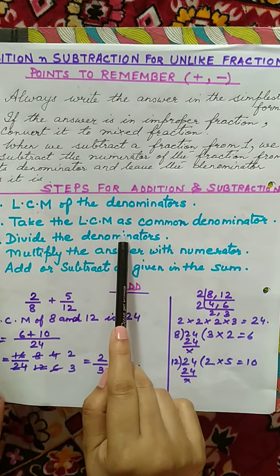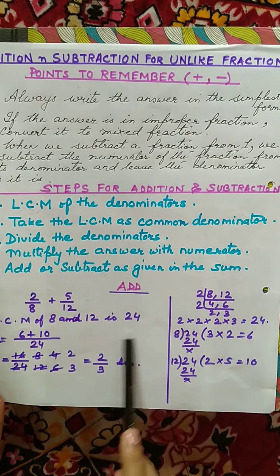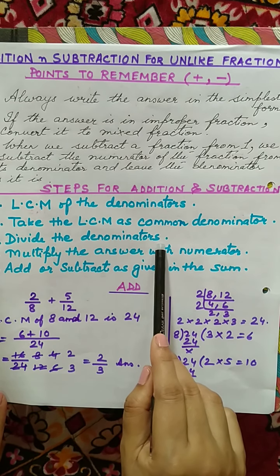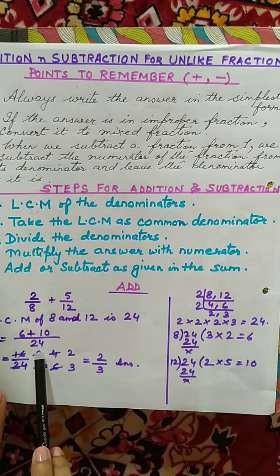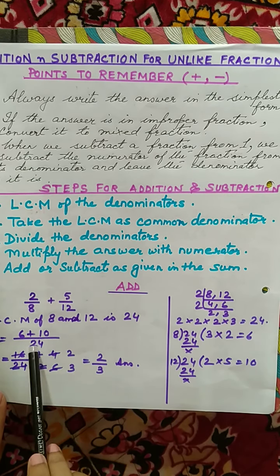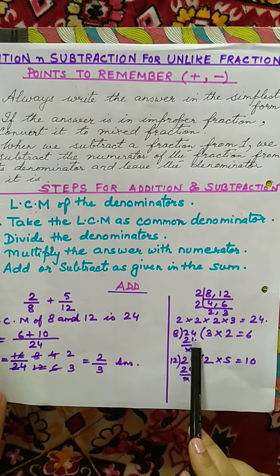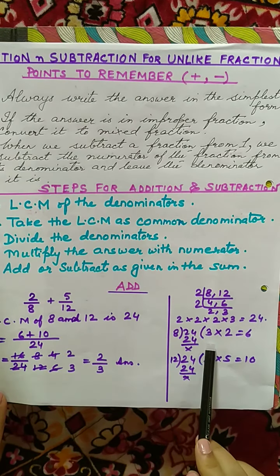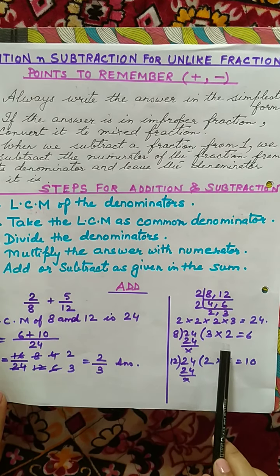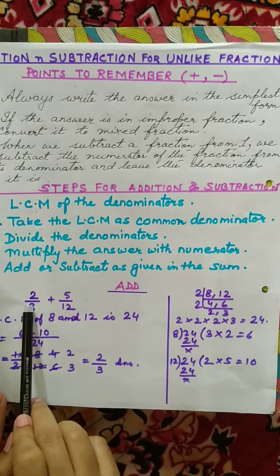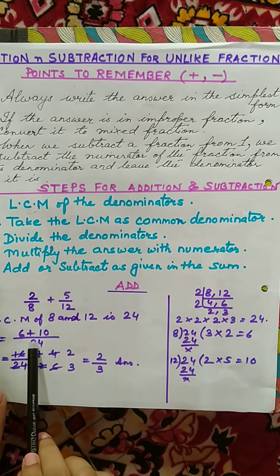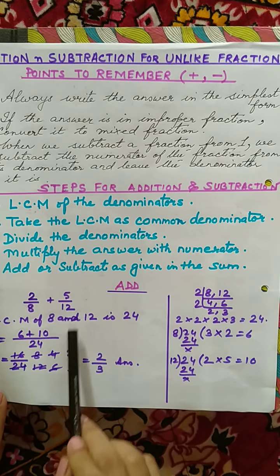Now we have to take the LCM as the common denominator. So LCM 24 we are taking as the common denominator. Then we divide the denominators. Dividing denominators means we are going to divide 24 by 8 first and then 24 by 12. Let us do it with the first fraction. 24 divided by 8 is 3. Multiply the answer with numerator. 3 is the answer. We have to multiply it with the numerator of the fraction, which is 2. So 3 2s are 6. We write down 6 here, put the operation plus, then go to the next fraction.